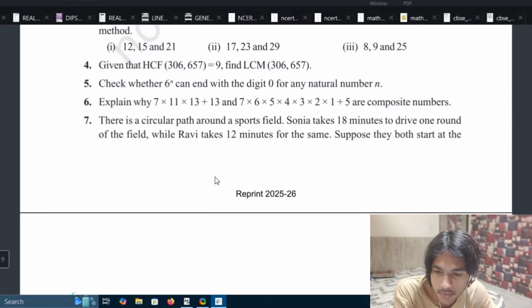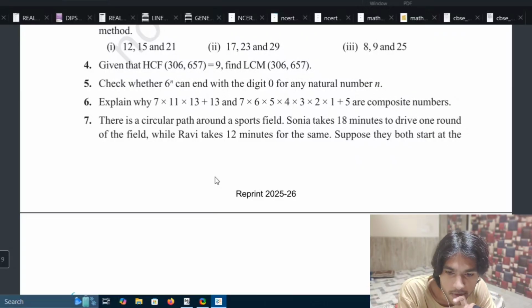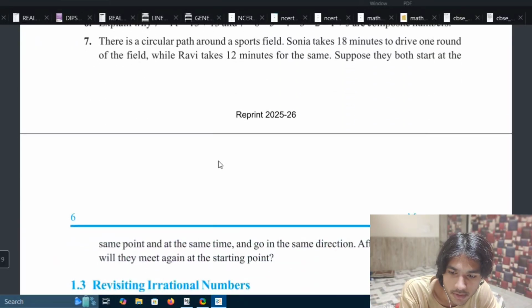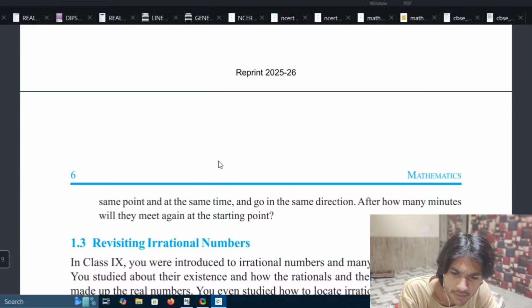There is one more question. There is a circular path around a sports field. Sonia takes 18 minutes to drive one round on the field. Ravi takes 12 minutes for the same one round. Suppose they both start at the same point at the same time and go in the same direction. After how many minutes will they meet again at the starting point?